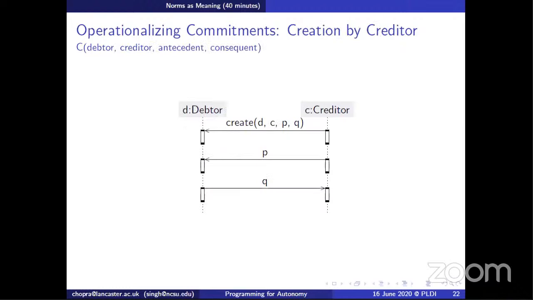This slide shows another operationalization, where the commitment is created by the creditor. It's as if the buyer, by sending a message to the seller, is saying that if I pay, you deliver. You would think that is not a good operationalization, because in general a party cannot commit another party to do something. That would be against the debtor's autonomy, if somebody else could just commit it to doing something by an action. So this would not be a valid operationalization of a commitment.